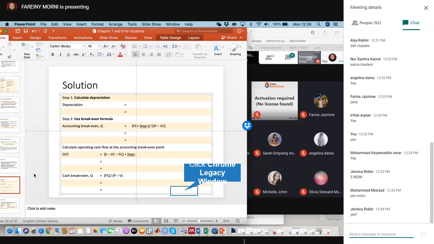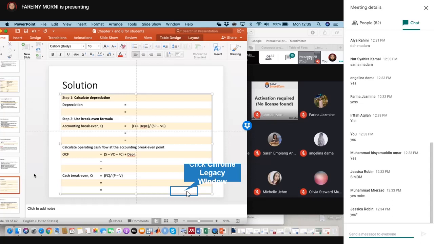If a project cannot break even on an accounting basis, then it's not going to be worthwhile. Accounting break even gives you an indication of how a project will impact your accounting profit.